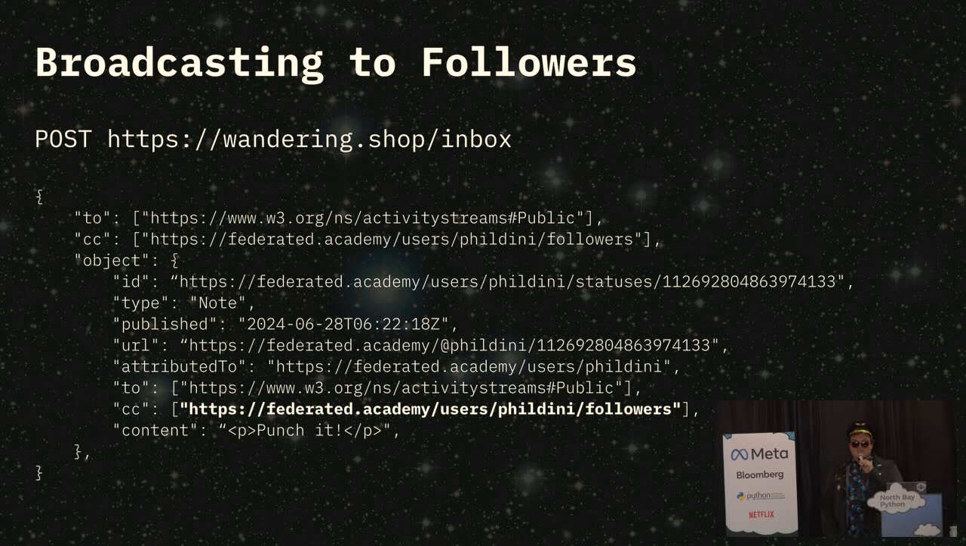Broadcasting to followers. ActivityPub includes inside of it the concept of audiences. There's two ways to send to all of the followers that you might have on a Fediverse server. One is to say, this message is targeted at this audience, where an audience can be all the people who follow me. There's also the ability to CC any post that you make. So if I want to make a new post, with the content of Punch It, I will post that to wandering.shop because my server knows that I have connections on wandering.shop, and that to field is ActivityStreams public.